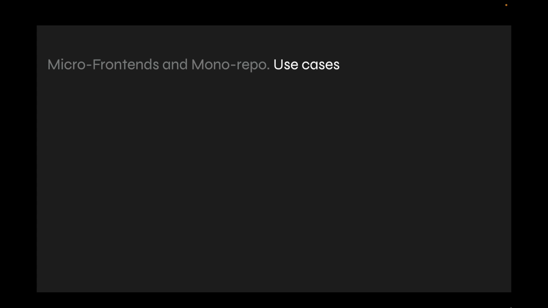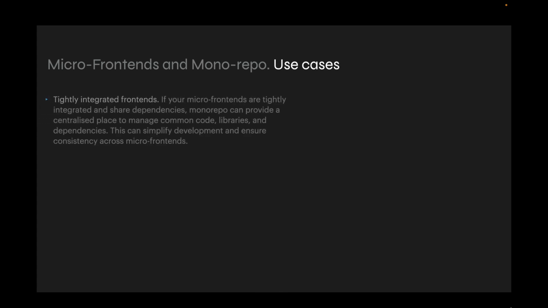Next, let's look at the use cases when a mono-repository would probably be useful. Tightly integrated frontends. If your micro-frontends are tightly integrated and share dependencies, the mono-repo can provide a centralized place to manage common code, libraries, and dependencies.